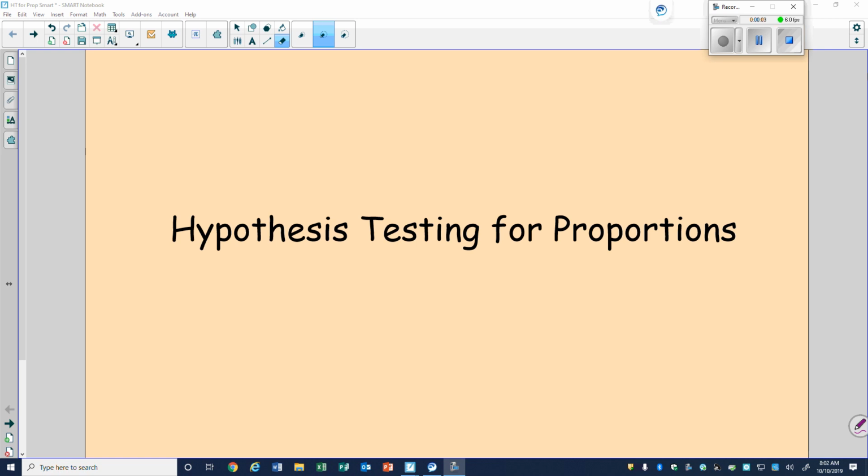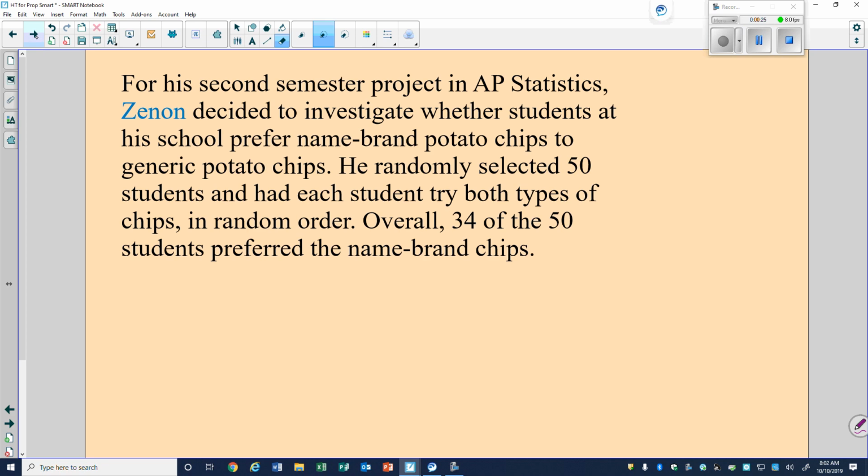This video is for those of you that are doing hypothesis testing for proportions. So you in your study took one sample of some sort, or did an experiment with one group, and you're looking at the percent of something that is coming out of that group. So I'm going to walk you through a couple of different examples.